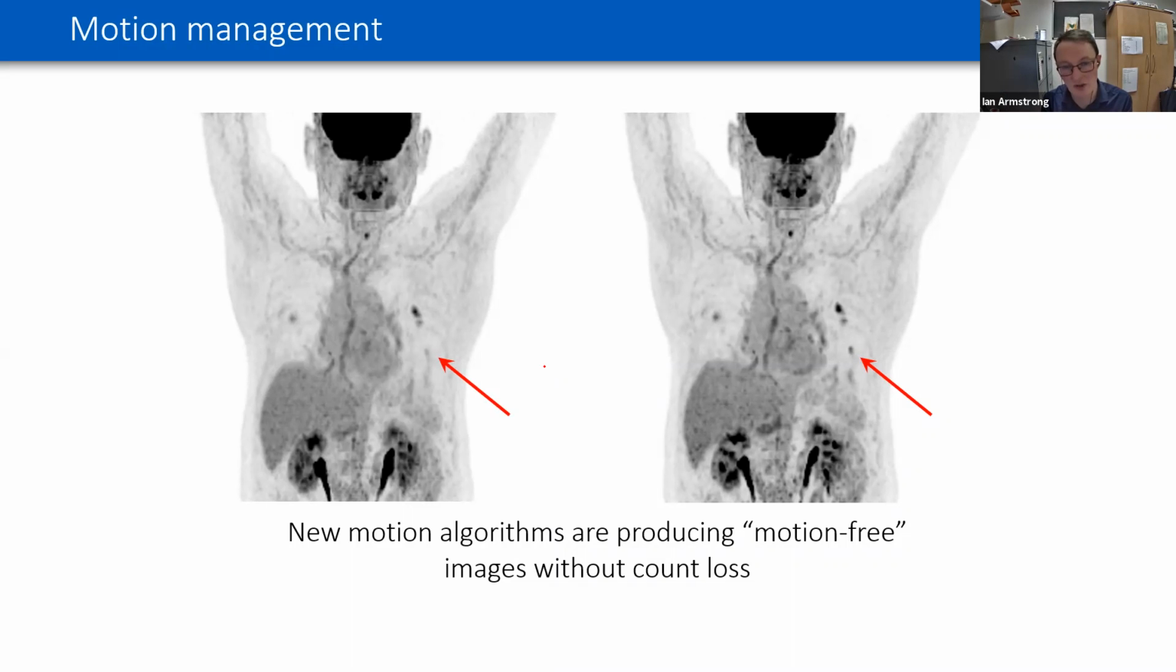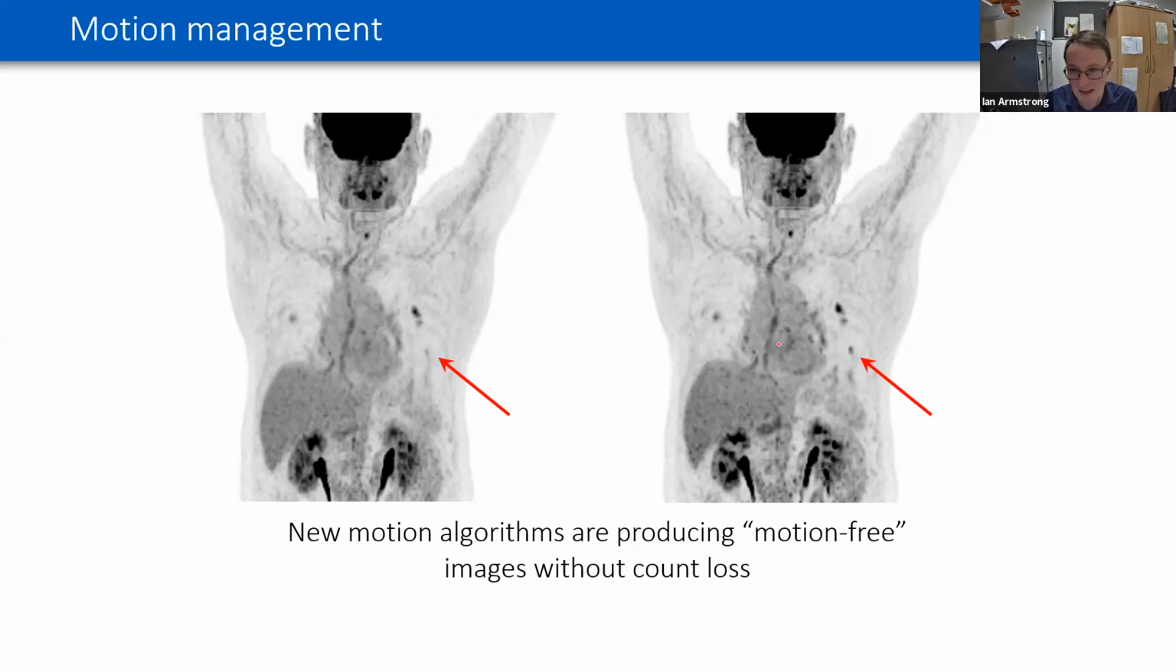So our individual gated images may be more correct in terms of position, but they'll be far more influenced by image noise because of the reduction in count statistics. But what the manufacturers are now doing is having this technology where we're producing these motion-free images, and they're actually preserving all of the count, essentially retaining 100% count in our gated images by using some sophisticated optical flow technology.